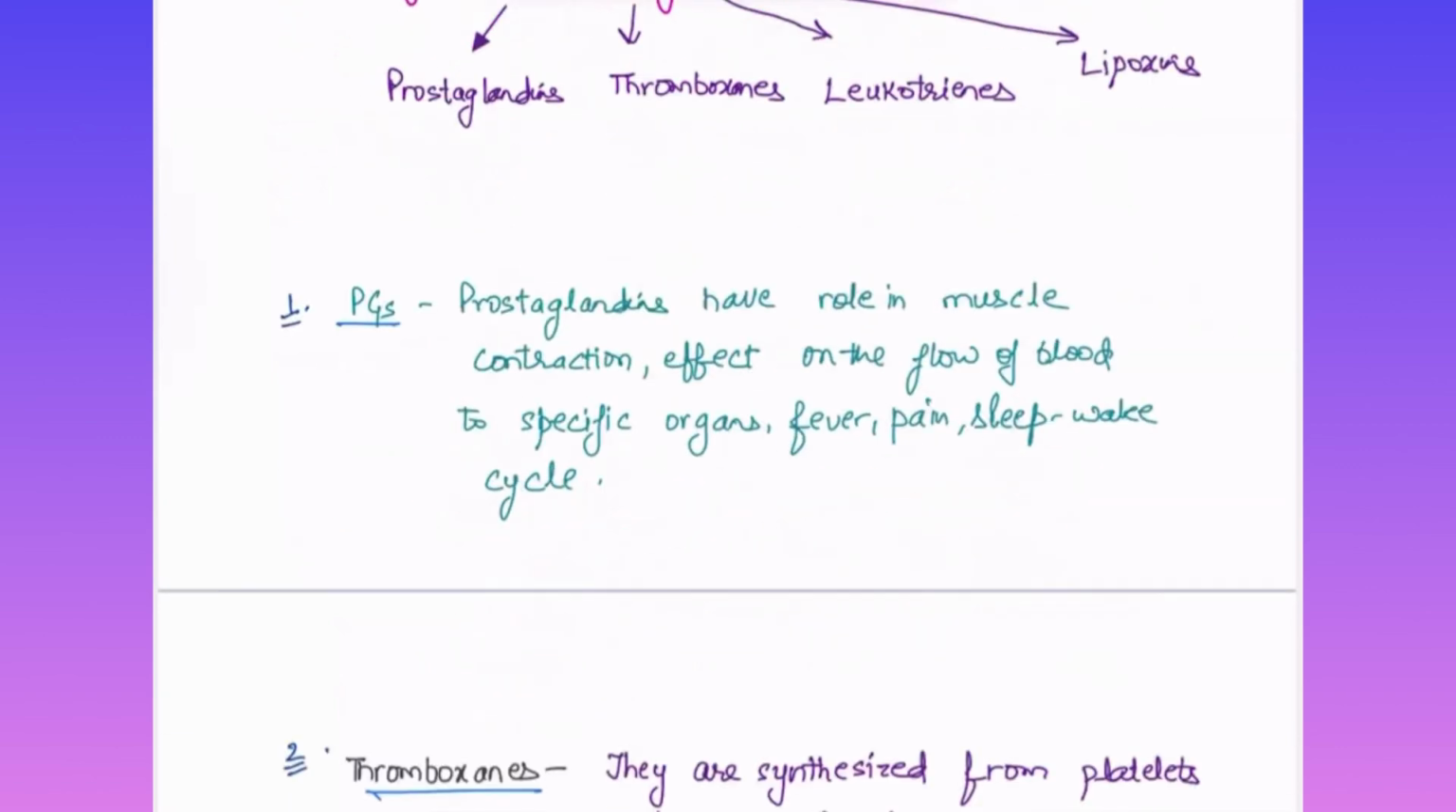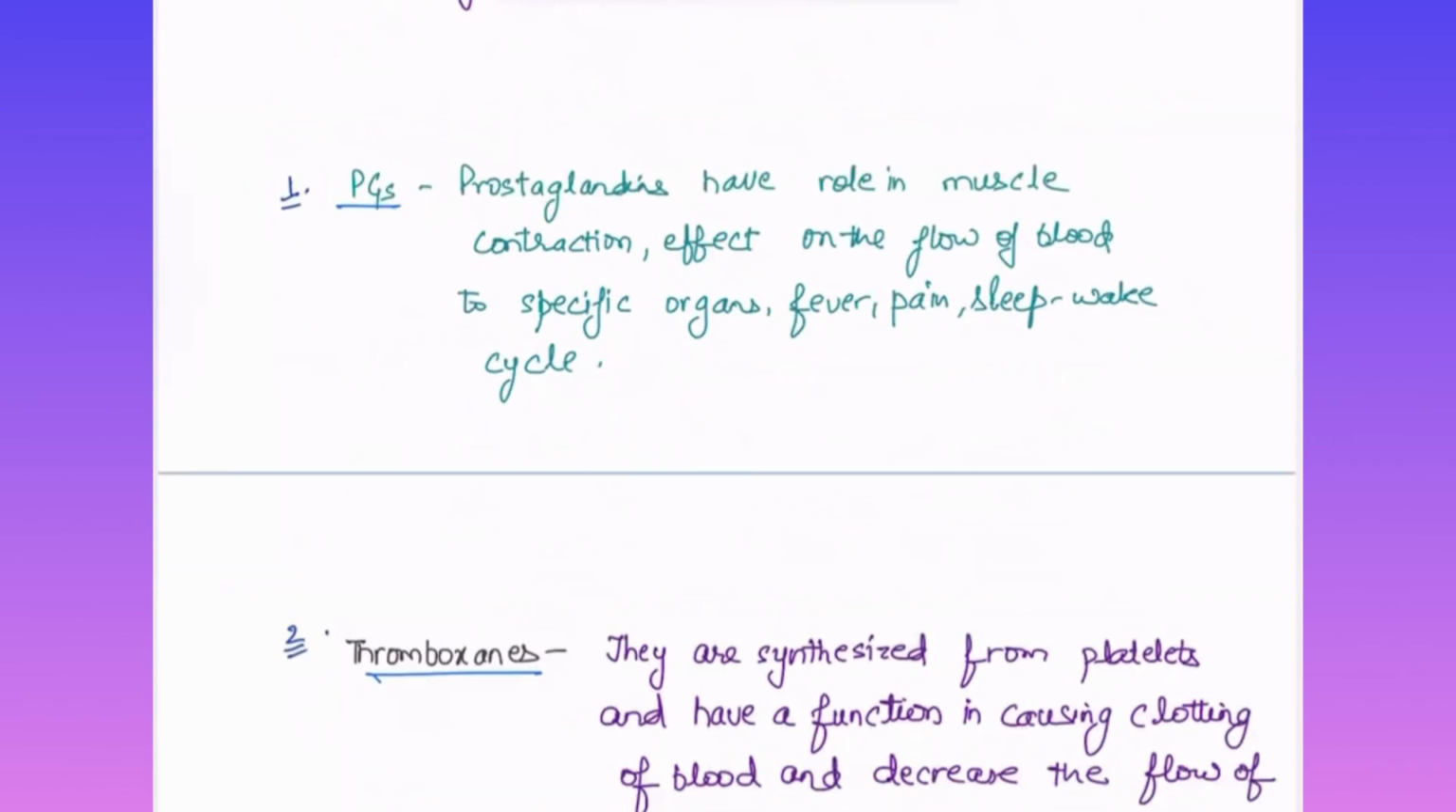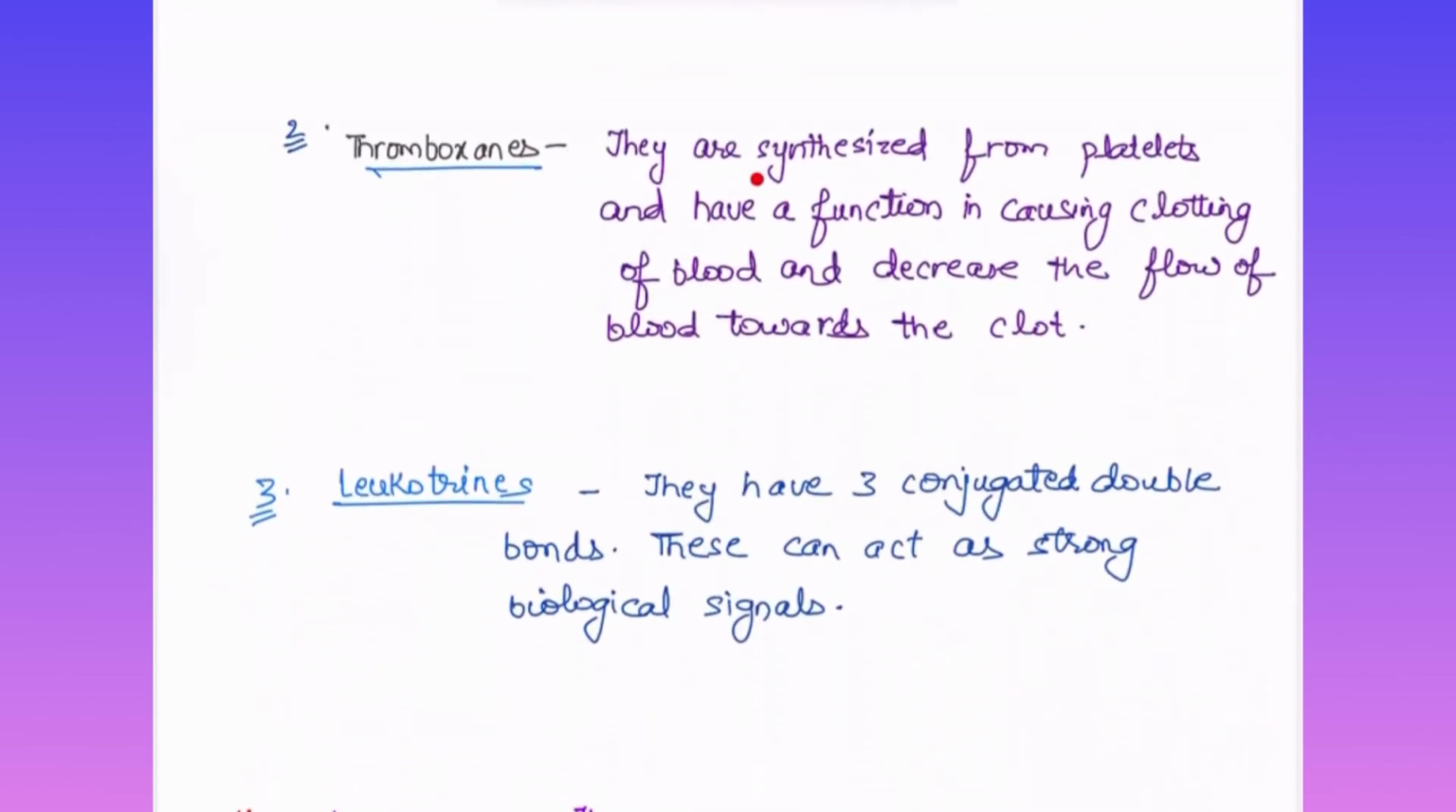First is prostaglandins. Prostaglandins have a role in muscle contraction, effect on the flow of blood to specific organs, fever, pain, and the sleep-wake cycle. So whatever pain we feel inside our body, that is because of prostaglandins. The painkillers act by inhibiting the synthesis of prostaglandin. Second, we have thromboxane. They are synthesized from platelets and have a function in causing clotting of blood and decreasing the flow of blood towards the clot.